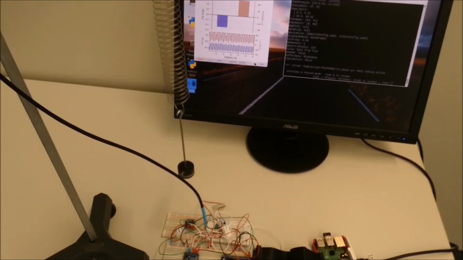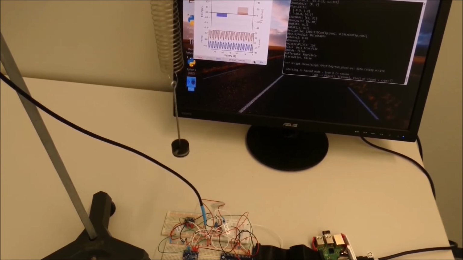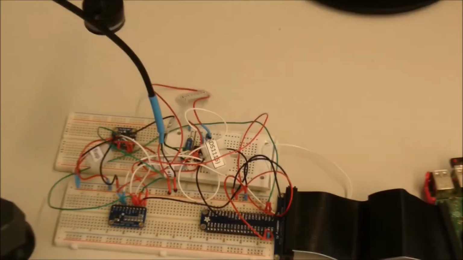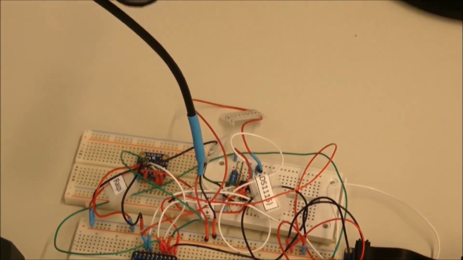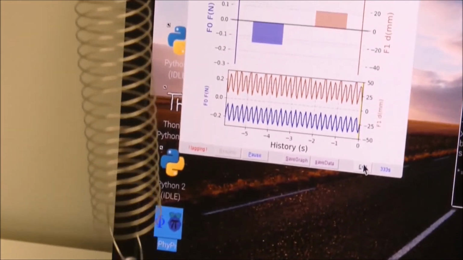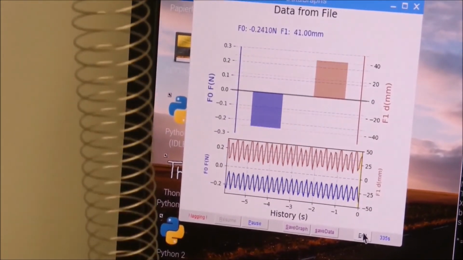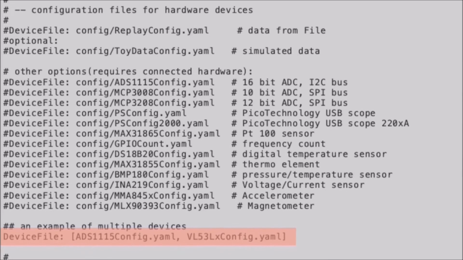In this experiment, students analyze the harmonic oscillation of a spring pendulum with 2 sensors at the same time. The elongation is recorded with a distance sensor which uses time-of-flight measurement of infrared pulses. An analog sensor for measuring forces is interfaced with the Raspberry Pi via an analog to digital converter.